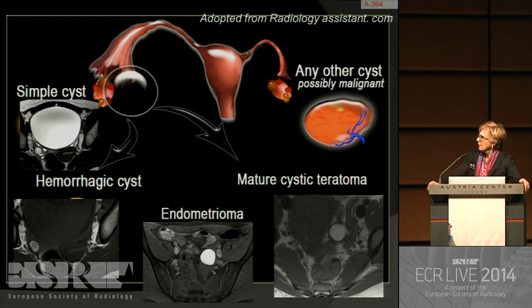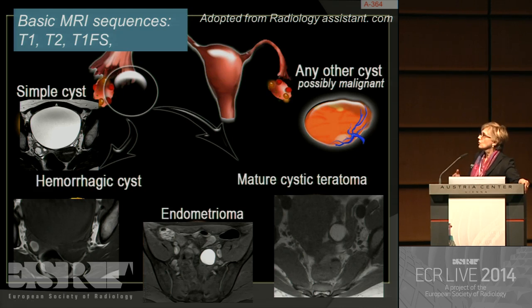Particularly MRI is able to differentiate lesions that are typically benign. These include mature cystic teratoma, endometriomas, hemorrhagic cysts, and simple cysts. These lesions have to be differentiated from other cysts, and these other cysts may be potentially malignant. These typically benign lesions usually can be diagnosed by using very basic MRI sequences. This is T1, T2, and T1 fat set.